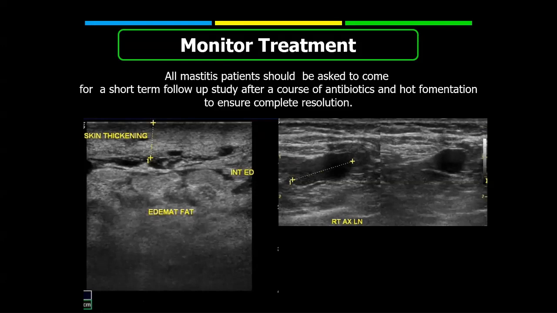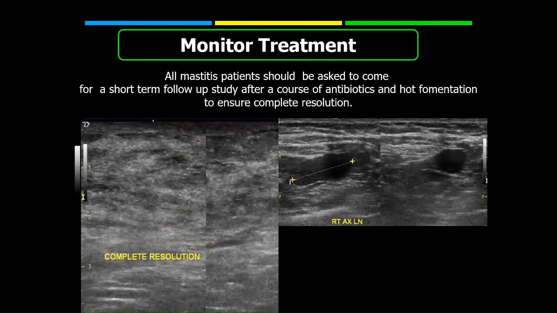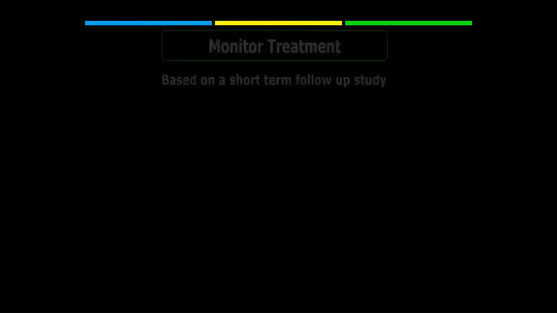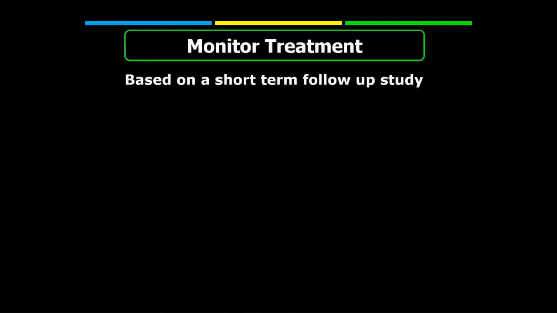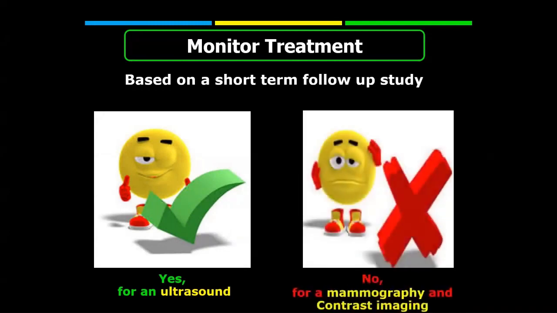She was given antibiotics and hot fomentations, and she was asked to come for a follow-up. On her first follow-up, the condition markedly improved, and on a second follow-up, she returned to normal. There was complete resolution of the mastitis, and even her axillary lymph nodes returned to their original appearance with a preserved fatty hilum. And this was a case of simple lactational mastitis. And so based on a short-term follow-up study, we will again say, yes, go for an ultrasound examination, and no, do not perform mammography and contrast imaging.